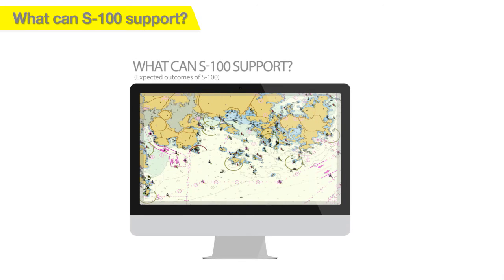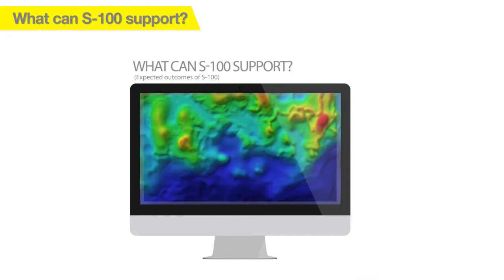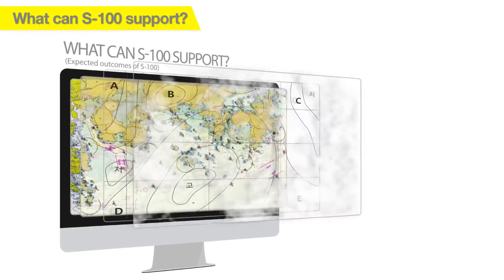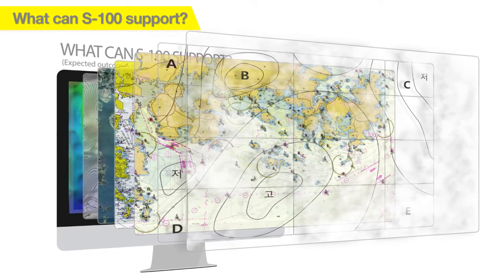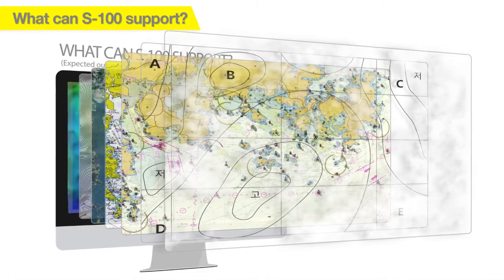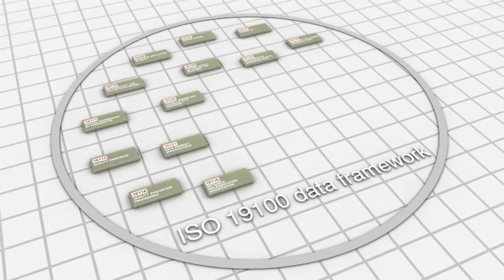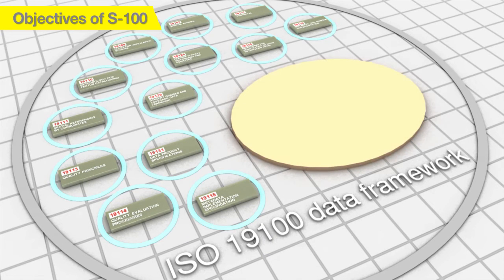S100 supports imagery and gridded data, high-density bathymetry, seafloor classification, 3D and time-varying data, dynamic ECDIS, and supplementary layers that can be used with ENC and Marine GIS. S100 is developed based on the ISO 19100 series of geospatial standards.